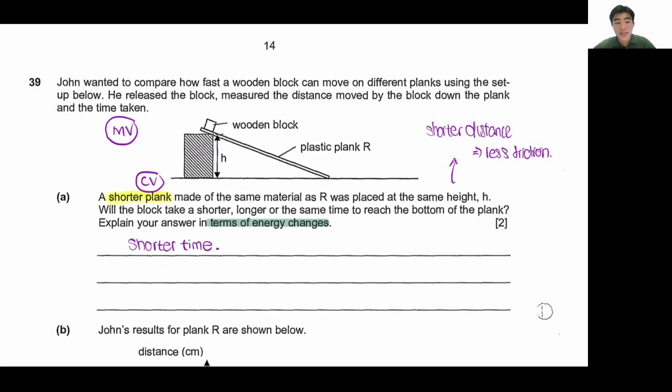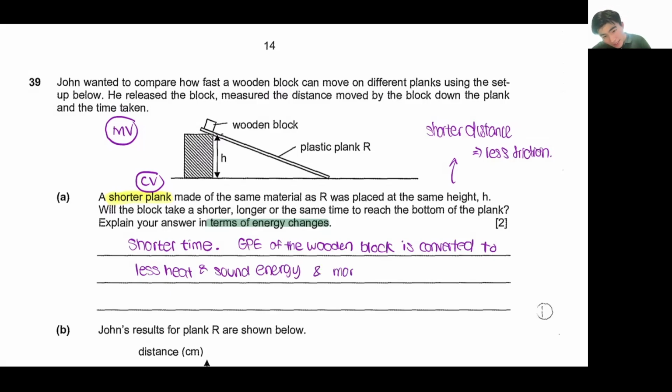Then you must say in terms of energy changes: gravitational potential energy of the wooden block is converted to less heat and sound energy, and more kinetic energy. Hence it will take a shorter time to reach the bottom.